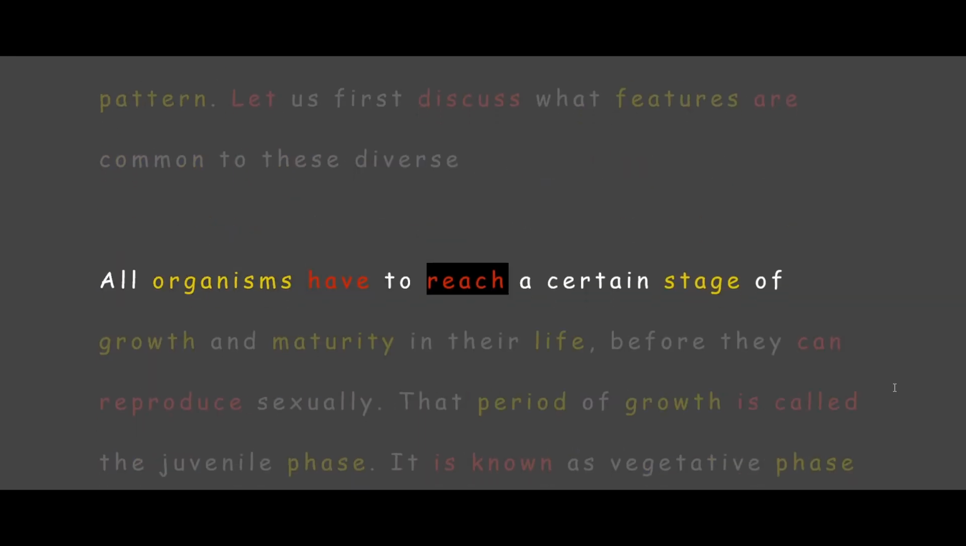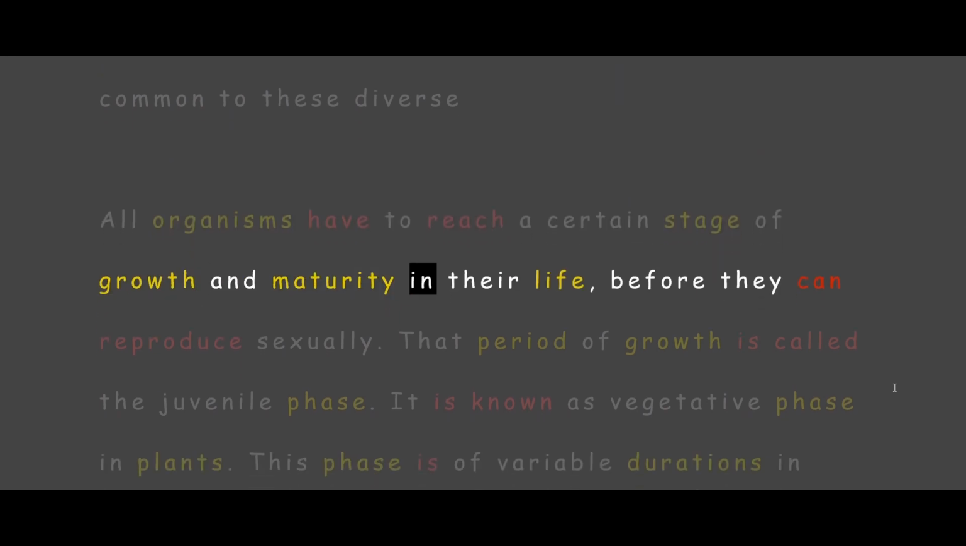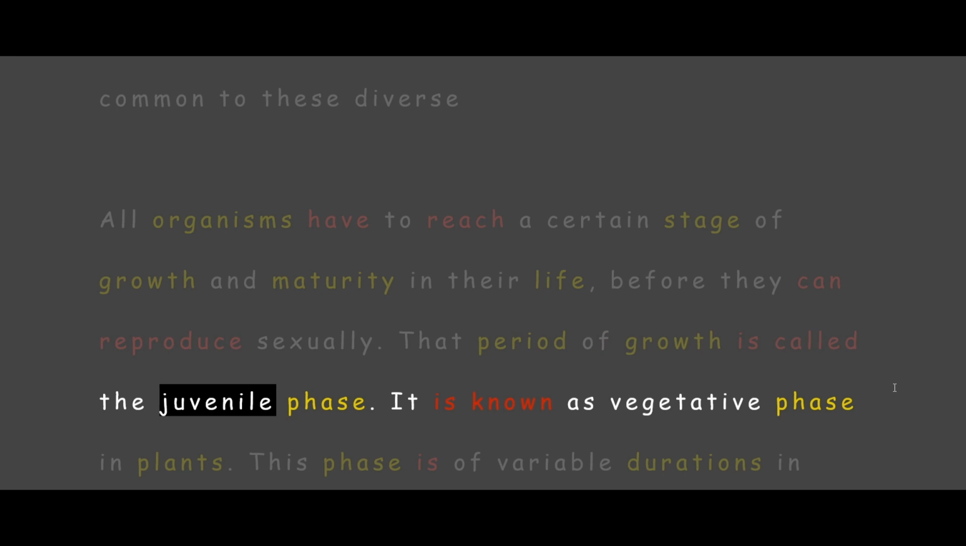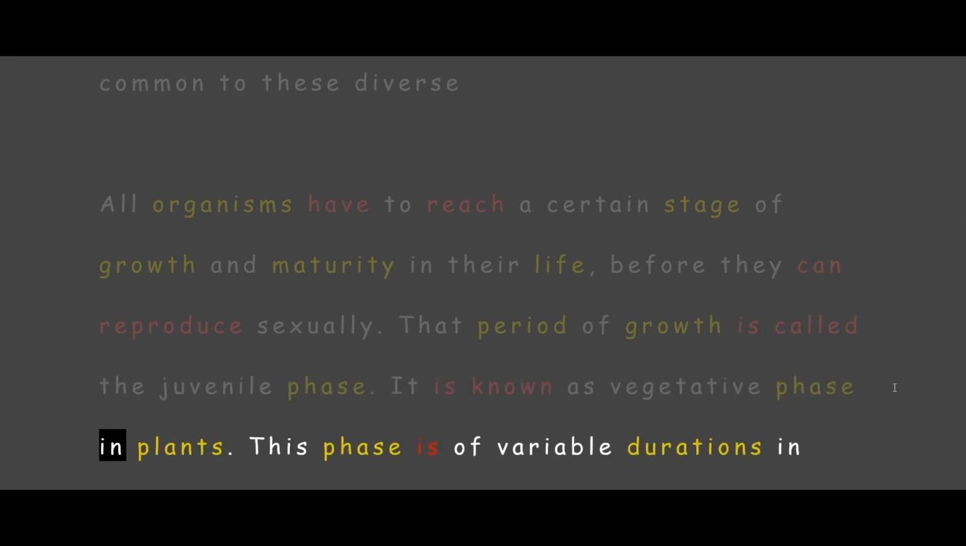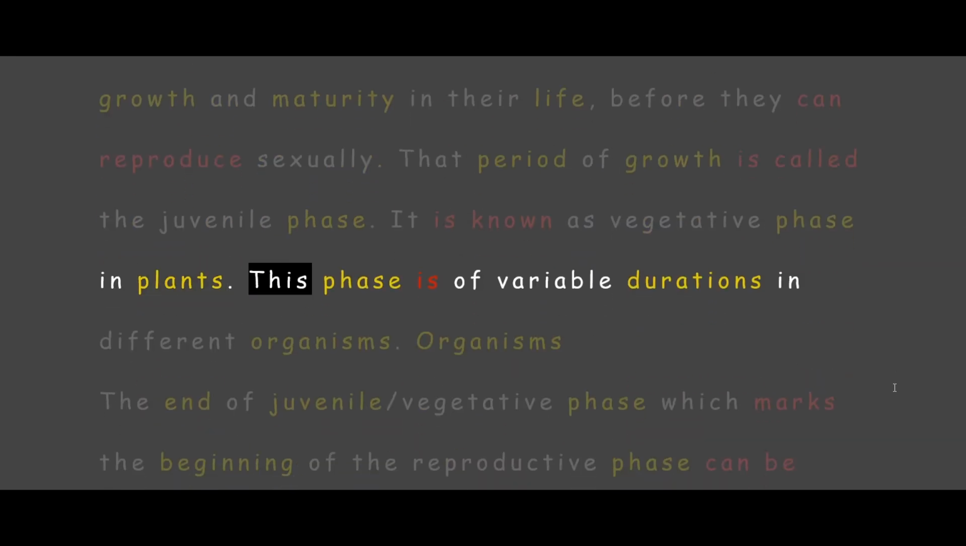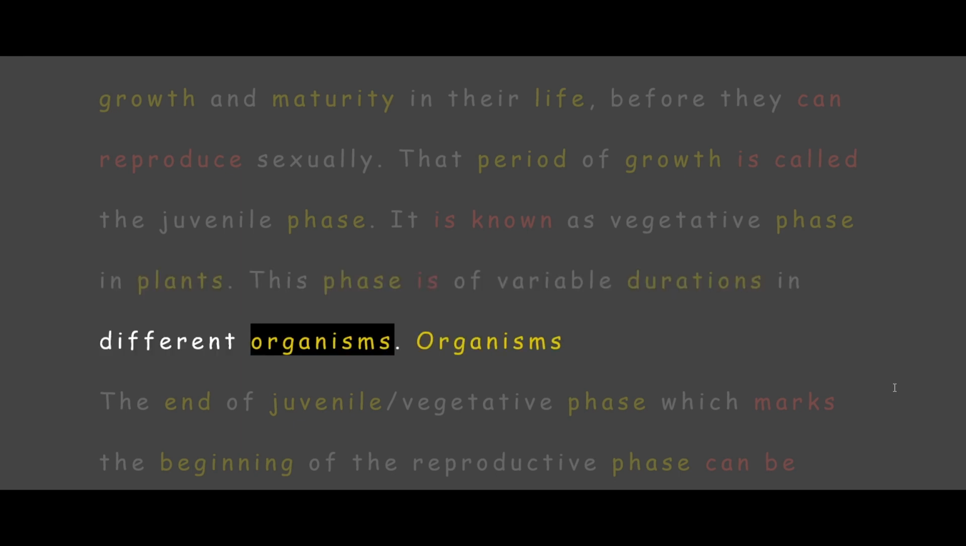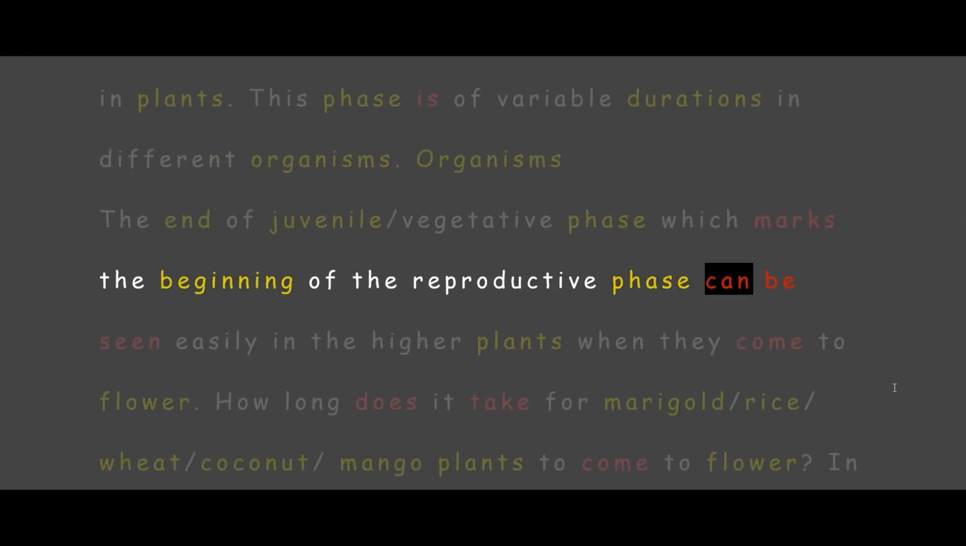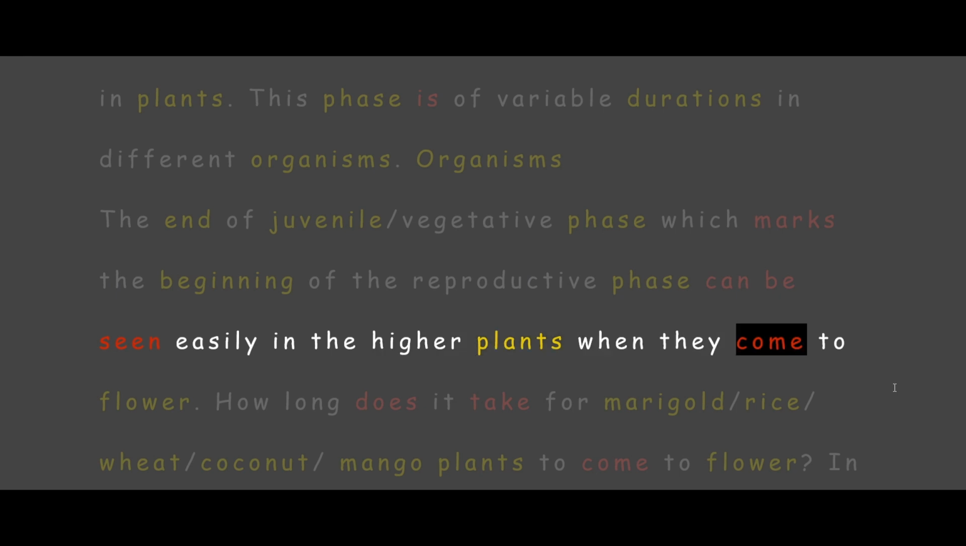All organisms have to reach a certain stage of growth and maturity in their life before they can reproduce sexually. That period of growth is called the juvenile phase. It is known as vegetative phase in plants. This phase is of variable durations in different organisms. The end of juvenile/vegetative phase, which marks the beginning of the reproductive phase, can be seen easily in the higher plants when they come to flower.